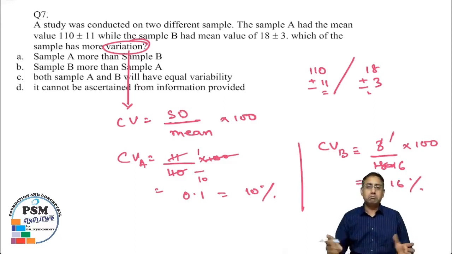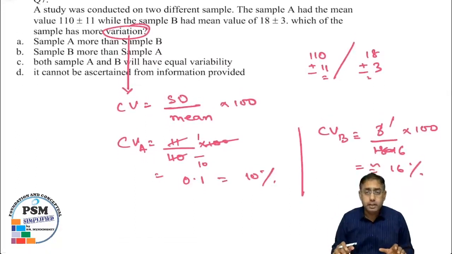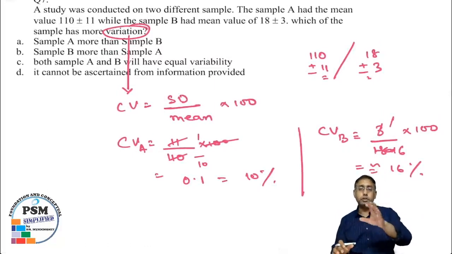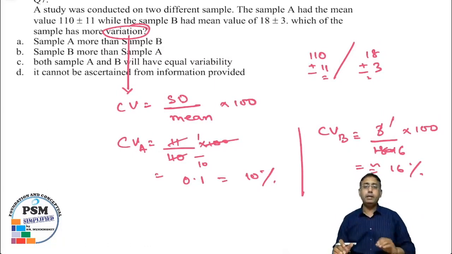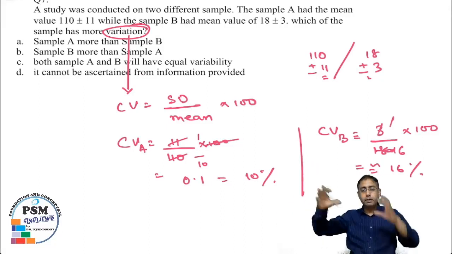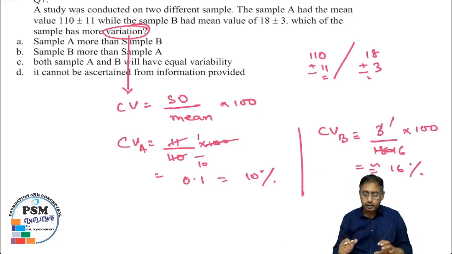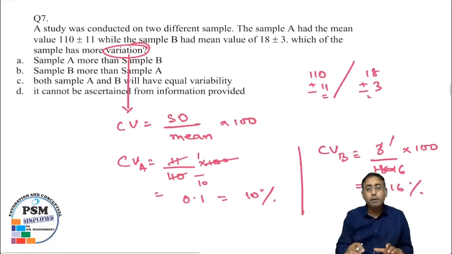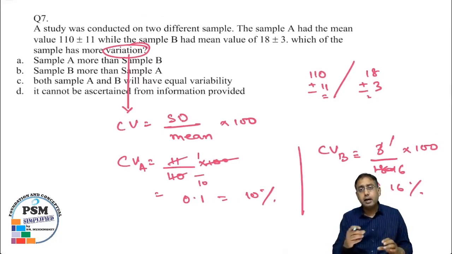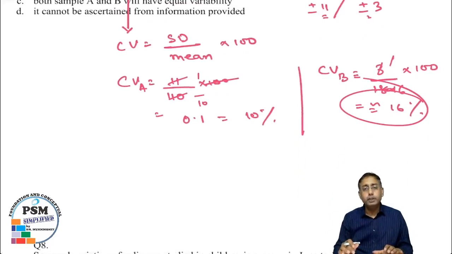So what do you think? Coefficient of variation is more with which sample? The coefficient of variation is more with sample B as compared to sample A. So this B sample varies a lot. This A sample is closely knit. That is what it means. So sample A has more variation or sample B? Sample B has higher variation. Why? Because it has a coefficient of variation of 16%.